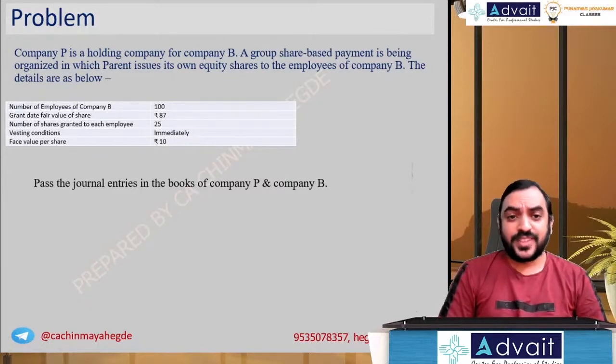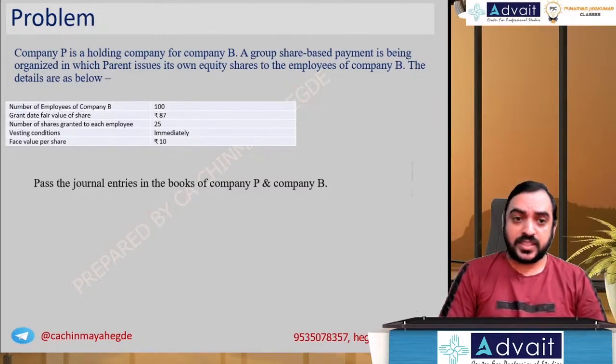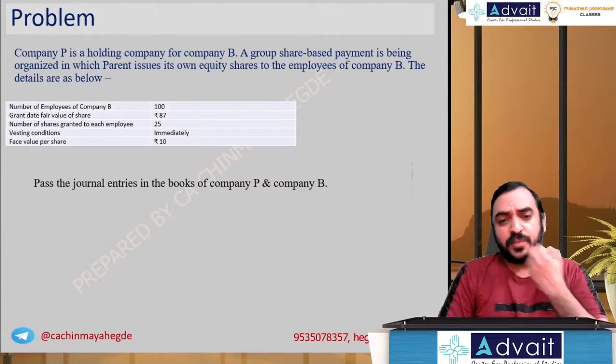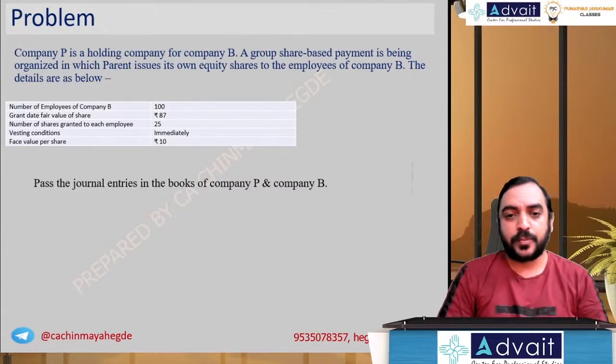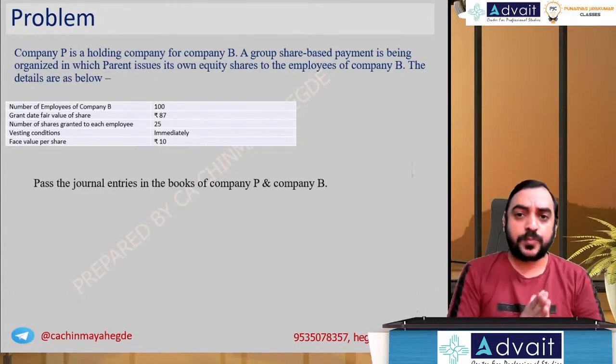Company P is the holding company for company B. A group share based payment is being organized in which the parent company issues equity shares to employees of company B. The details are below: number of employees, grant, fair value, number of shares granted to each employee, vesting conditions, fair value per share. Pass the entries in the books of company P and company B. This I've explained earlier, it's a repetition. I'll quickly tell you once more.